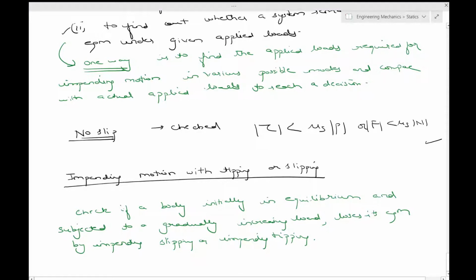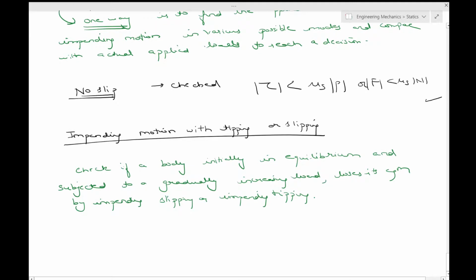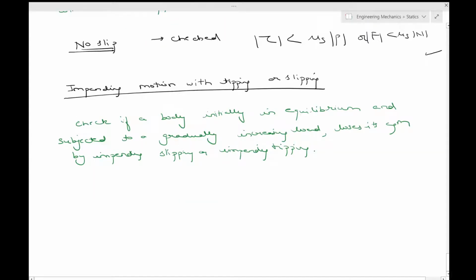So let's take up an example. You have this P acting like this. This is assuming the center of mass, so mg acts over here. X is this distance. X is the point where this N acts, and then you have this mu s N.